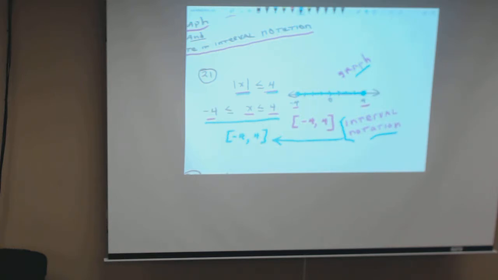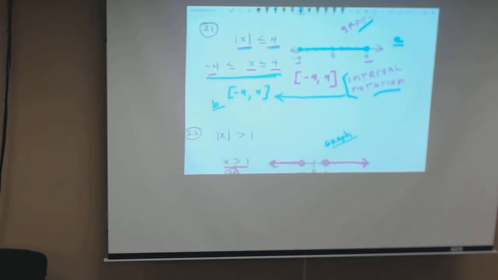Now, does everyone see how here's the A part of 21 and here's the B part? So for 21, there are two things to do. Well, there's actually three things to do. First, you go from absolute value to this thing, and then you graph it, you draw a picture on a number line, and then you do interval notation.